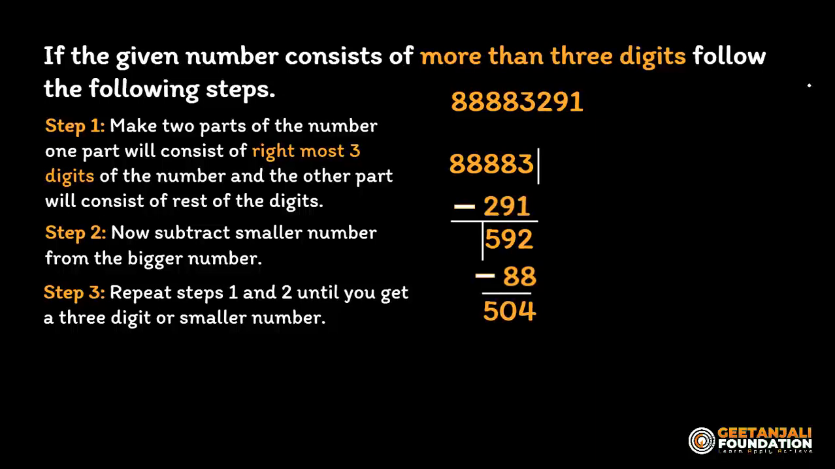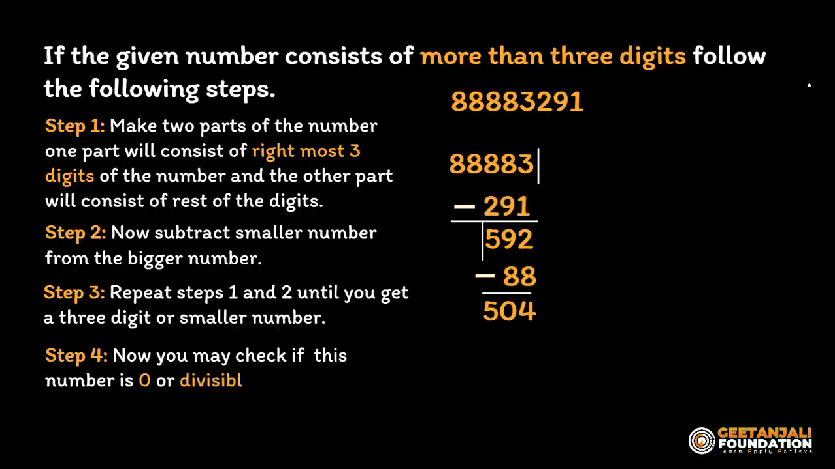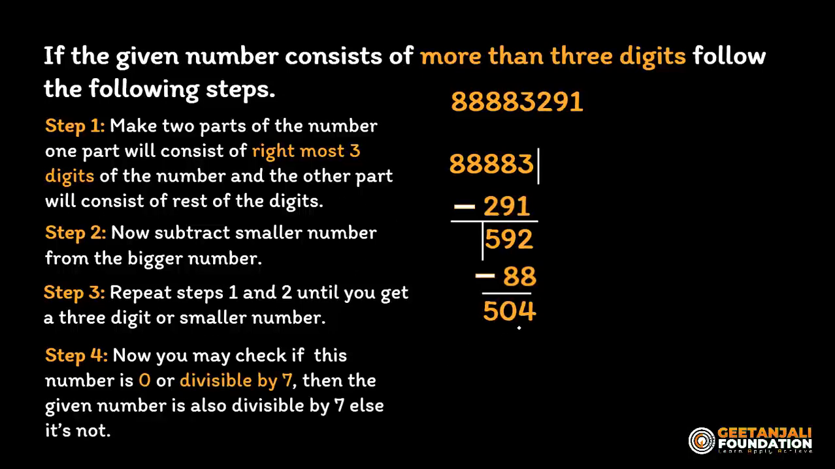Now you cannot follow this method further because this is for numbers of 3 digits or greater than 3 digits. So in the next step, either the answer should be divisible by 7 or it should be 0. The answer is coming 504 and it is not 0. So let's find out whether 504 is divisible by 7 or not. If it is divisible by 7, then the given number will be divisible by 7.